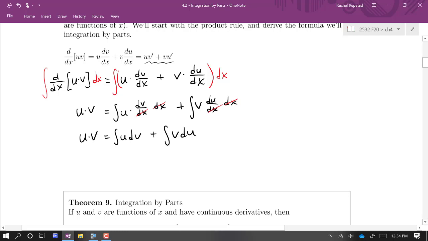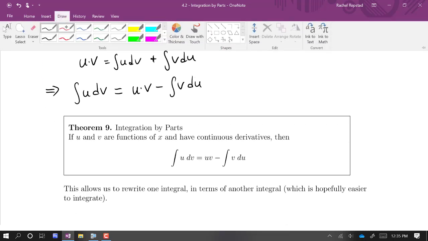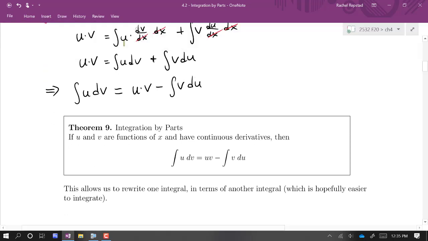And the last part that we're going to do here is we're just going to subtract the integral v du from both sides, right? This last integral on the right side. And when we do that, if we just solve this equation for the integral of u dv, we get the integral u dv equals u times v minus the integral v du. And this is integration by parts. So it tells us how to integrate something that looks like u times dv.